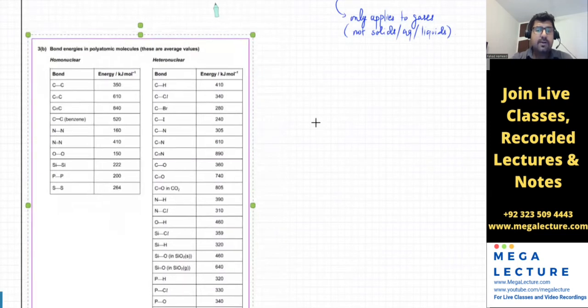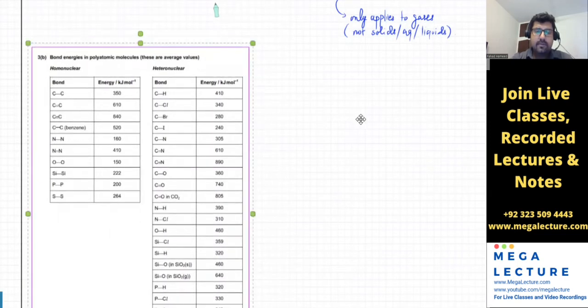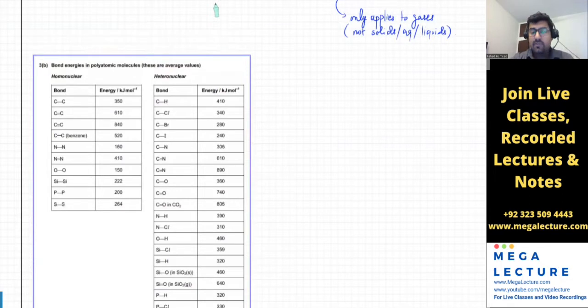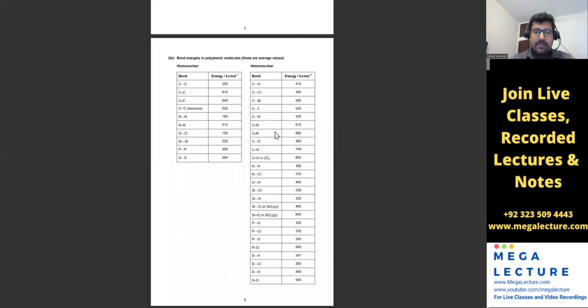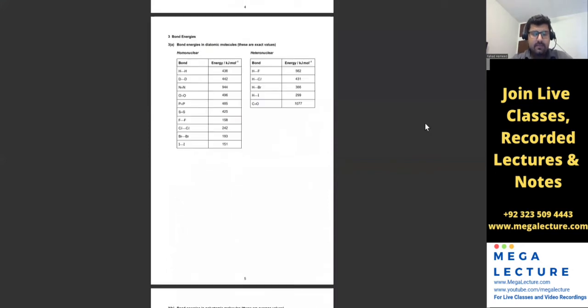So the stronger the bond is, the more energy that is needed to break that bond. There's another page, which is this one.